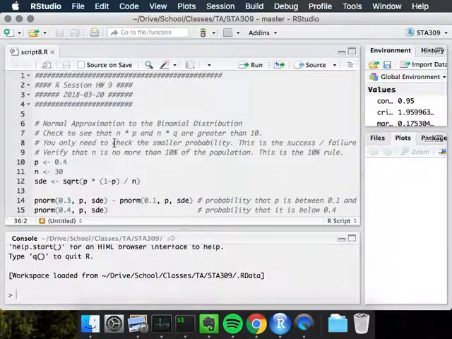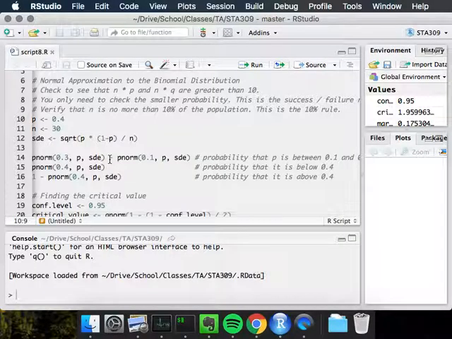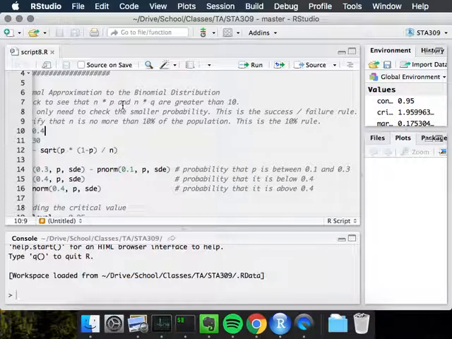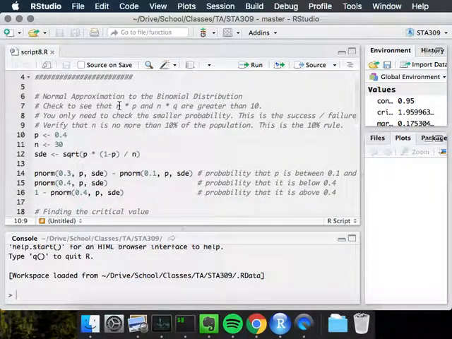Okay, so to start, when you're using a normal approximation to the binomial distribution, you have to have enough samples, or the probability should be roughly close to 0.5. Now, when I say enough and it's close to 0.5, that doesn't really mean much. So that's why we have this success failure rule that basically says you should just check that n times p and n times 1 minus p, or q, which we usually use, are both greater than 10. So if that's the case, then it's fine.